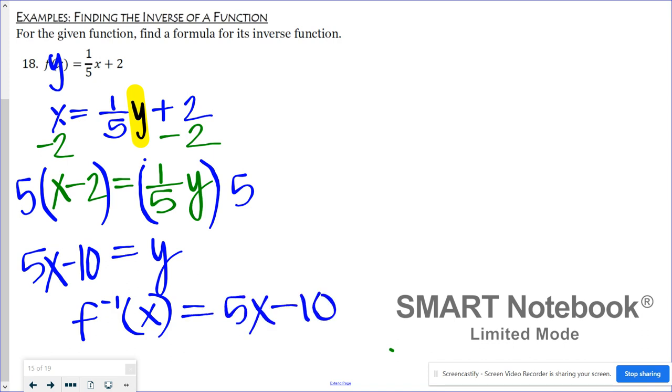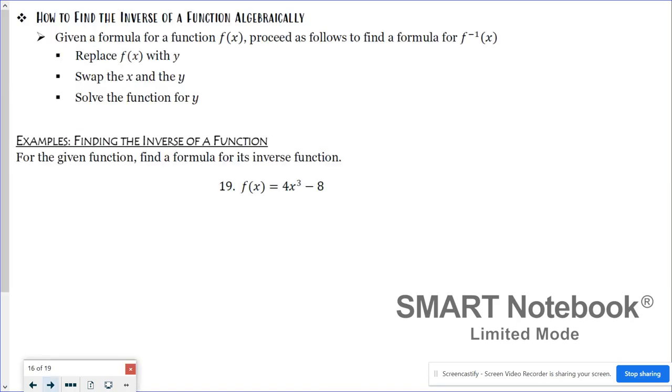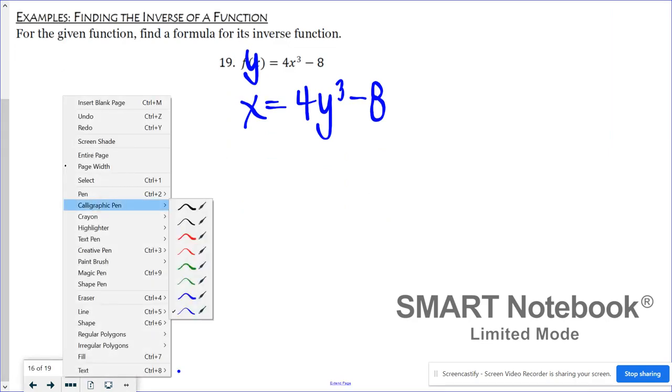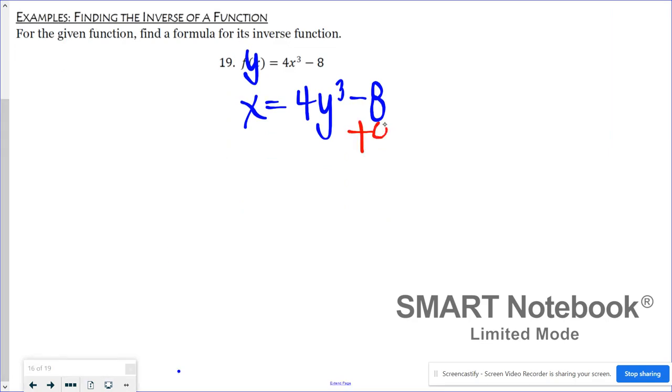So it's pretty easy to solve the equation for y. We're just using our equation solving skills that we've been using for years now. So let's check out another one. Step number 1, replace f of x with y. Step 2, swap the x and y. So I get x equals 4 times y cubed minus 8. And then step 3, get y all by itself. The first thing I would need to do here is add 8 to both sides of this equation. That's going to give me x plus 8 is equal to 4y cubed.